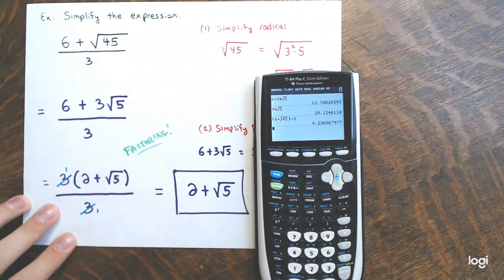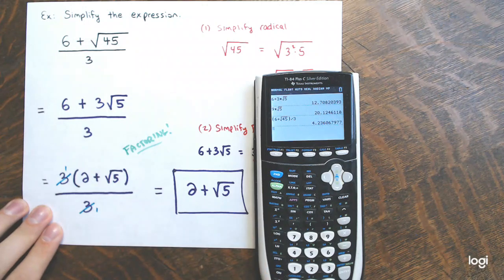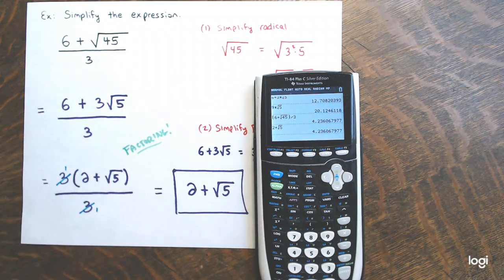4.23, 4.236, okay. How about this 2 plus the square root of 5? Well, hopefully they're the same. They better be. That's what I'm saying here. All right, 2 plus the square root of 5 is indeed the same number. Wonderful. And please do that on your own as well. When you're working on stuff like this, please always double check your answers. Is this statement a true statement? Is this expression truly equal to this other expression?